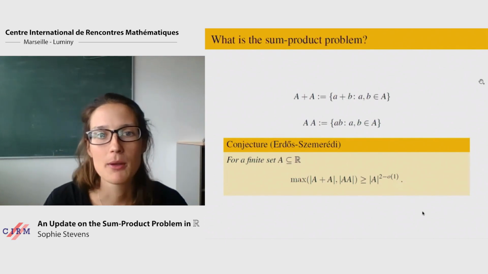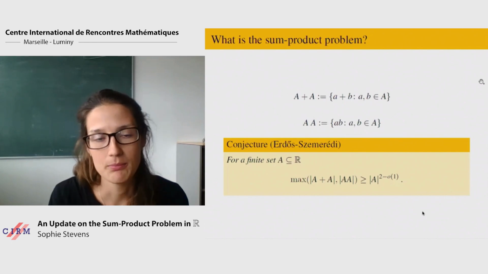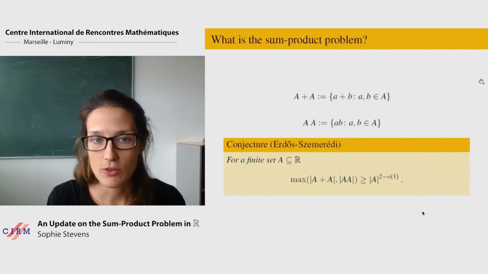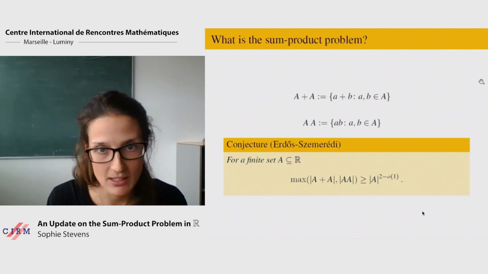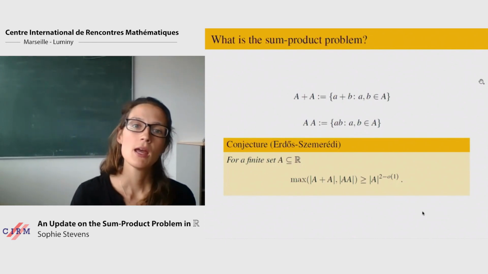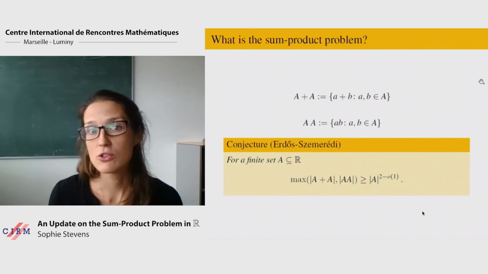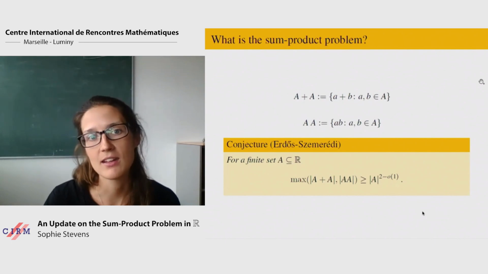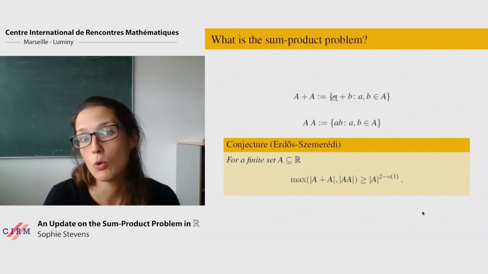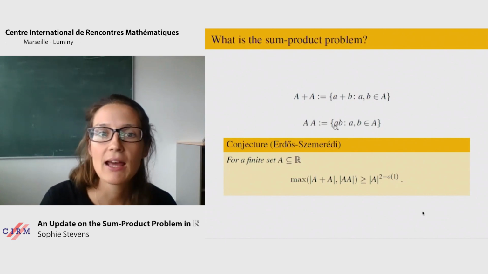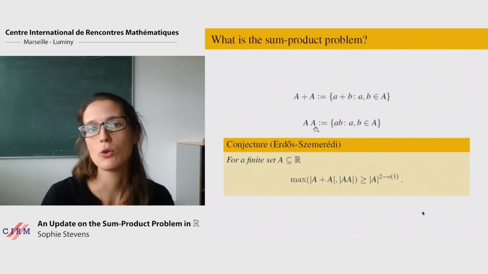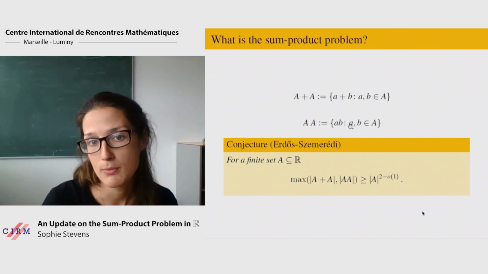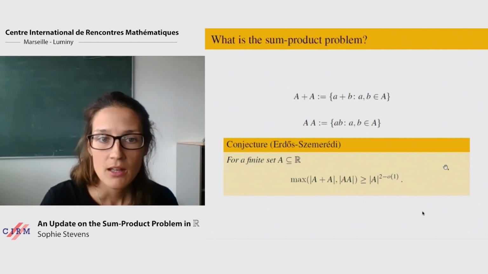So the sum product problem takes a set A. This set for us is going to live inside the real numbers. It's going to be a finite set, and that's the only thing we'll impose on it. From this set, we can create two further auxiliary sets: the sum set A+A, the set of all possible sums we could have made from pairs of elements in that set, and also the product set AA, which is the set of all products we could have made with all pairs of elements in that set.